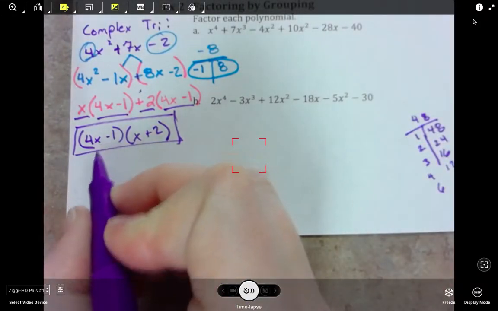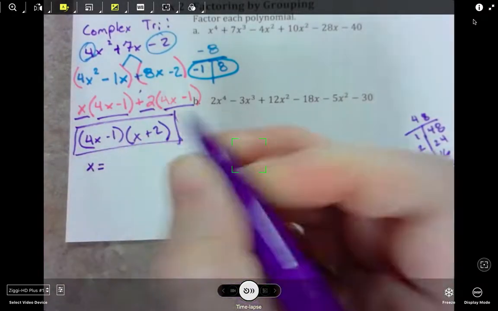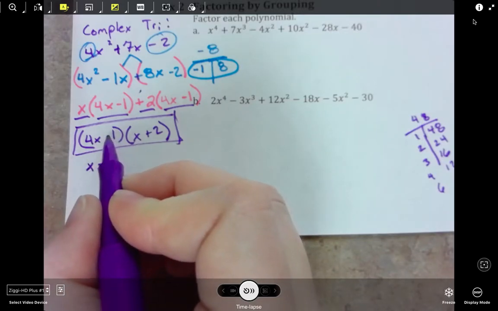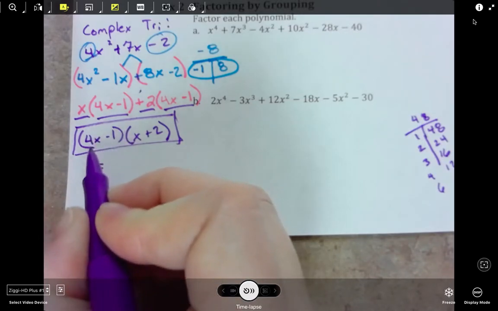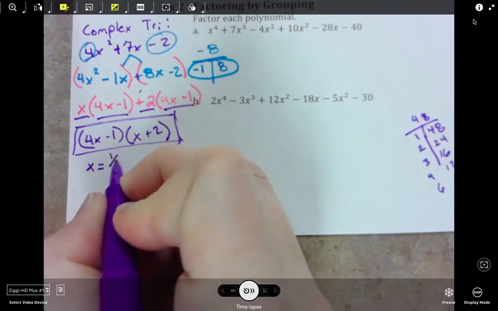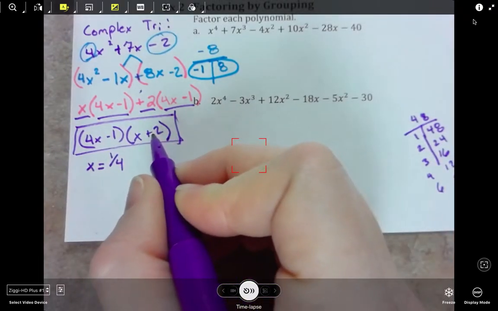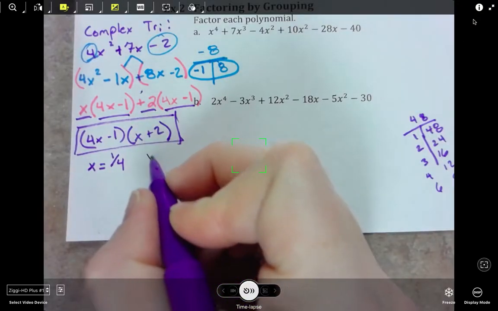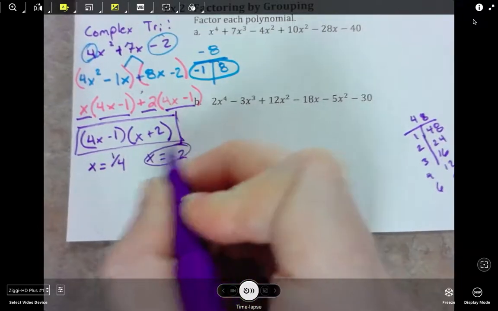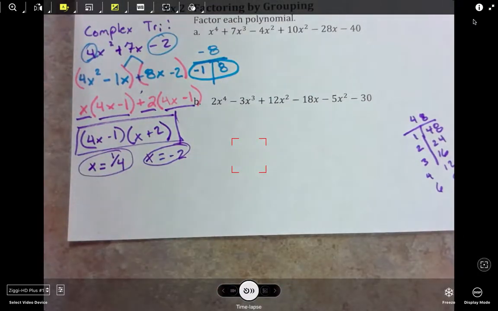If you set this equal to 0, let's see if we can do this in our head. I'm going to add the 1 first, and then I'm going to divide by 4. So that would be positive 1/4. And if I set this one equal to 0, I'm just going to subtract the 2 over to the other side. So x is equal to negative 2. That's what it looks like if you set it equal to 0.